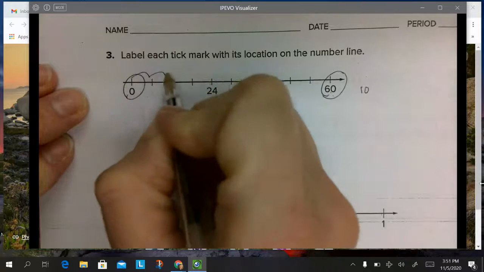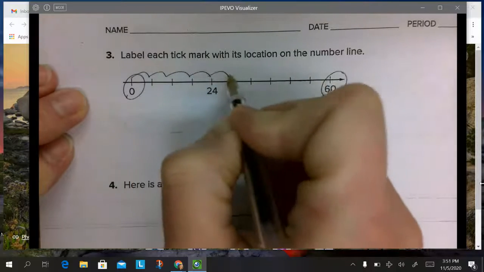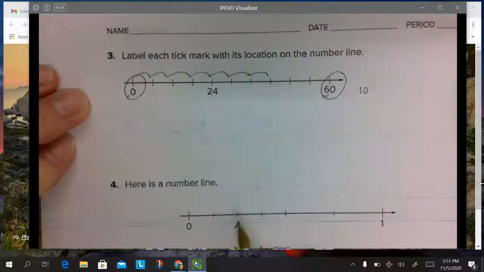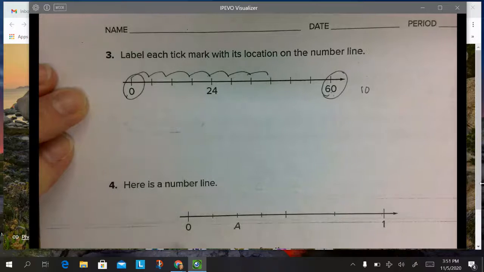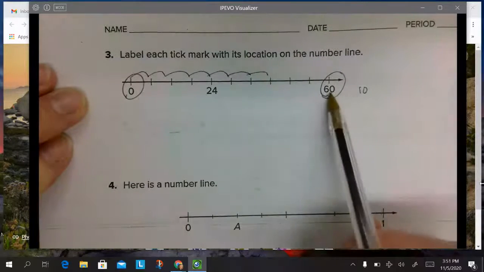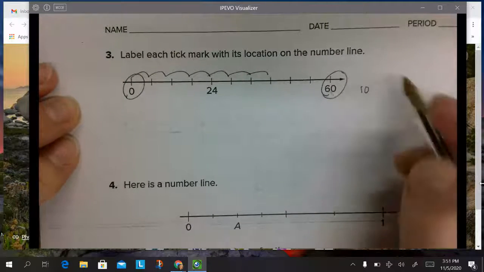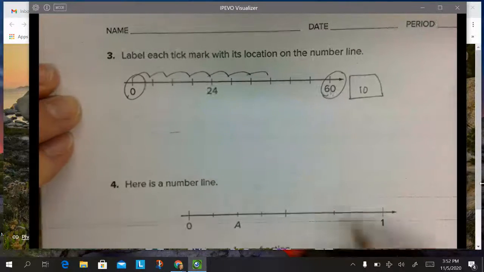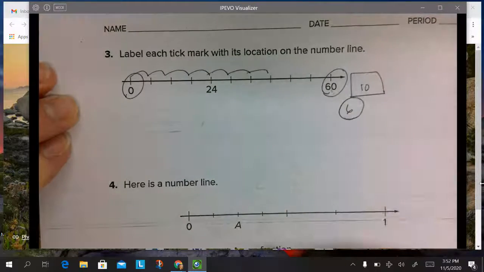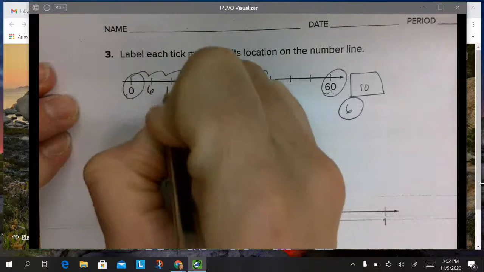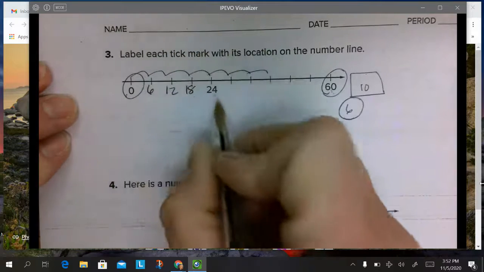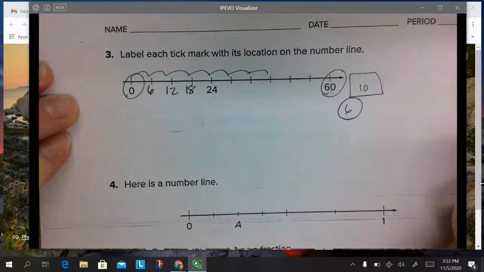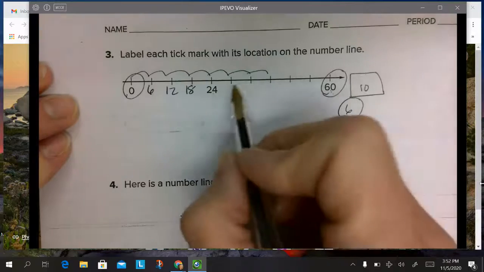Okay? So if you know there's 10 spaces, and the beginning is 0 and the end is 60, each jump has to be the same amount. Each space has to be worth the same. So if you know the total 60, and you have to divide it into 10 sections, each space then would be worth 6. So it'd be 6, 12, 18, 24. Okay. What would be the next one?